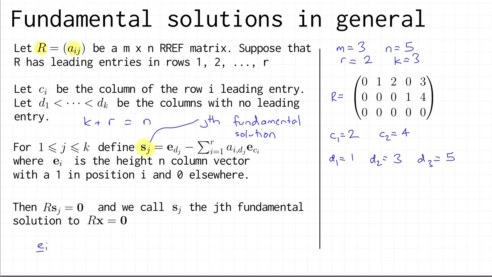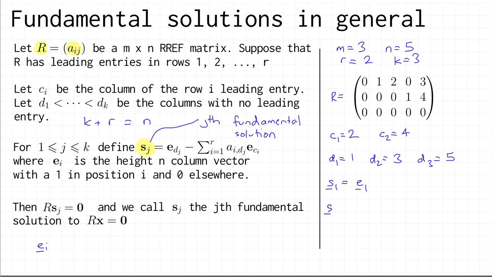We'll take the example of this matrix R on the right of the picture, and then we have 3 fundamental solutions. So S1, let's work this one out. S1 will be equal to E d1, so that's the height 5 column vector with a 1 in position 1 and zeros everywhere else. Then I have to subtract off something where I look at the entries in that column. So the a i dj are the entries in the corresponding column of R. But all those entries are 0. So in fact, the first fundamental solution will just be E1.